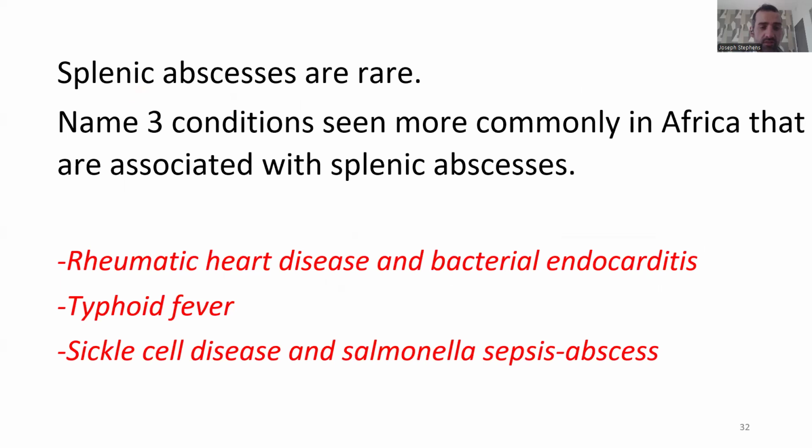The next question, splenic abscesses are rare. Name 3 conditions seen more commonly in Africa that are associated with splenic abscesses. So one condition would be rheumatic heart disease with subsequent bacterial endocarditis. Another one would be typhoid fever leading to splenic abscesses. And then a third, sickle cell disease and salmonella sepsis associated abscess.